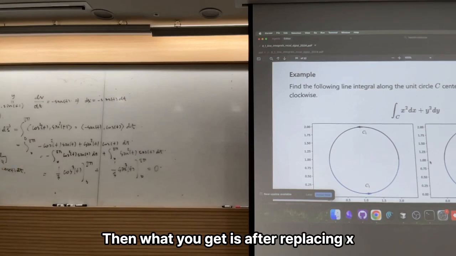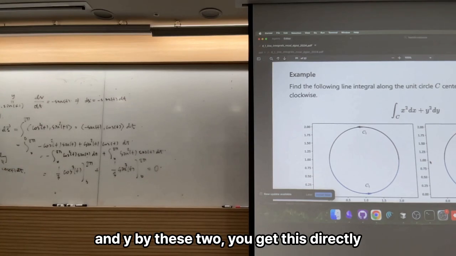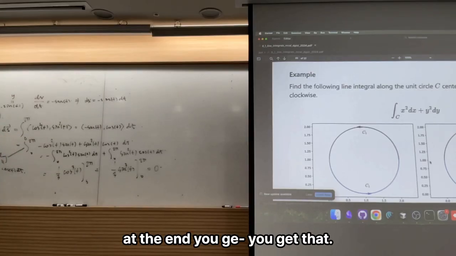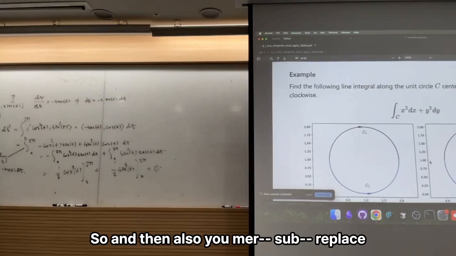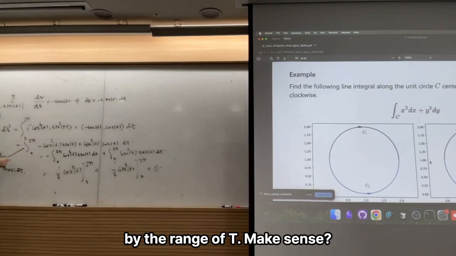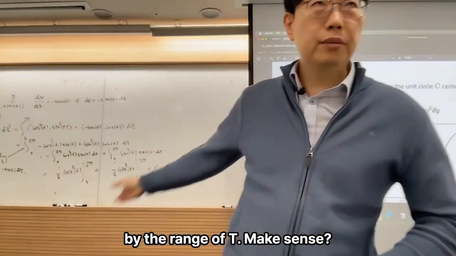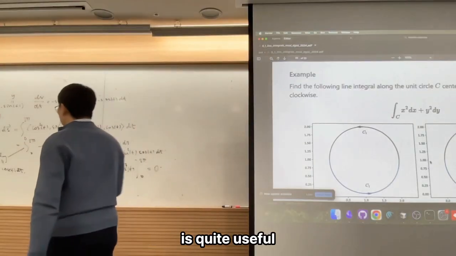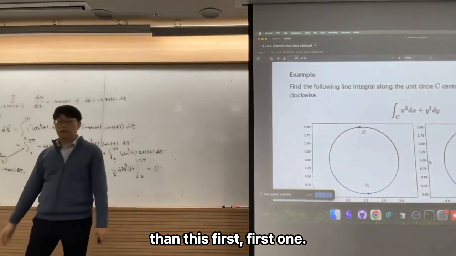Then after replacing x and y by these two, you get this directly from here to here. You can just combine dt at the end. And then you also replace your information about C by the range of t. Make sense? So that's why I think it's useful. The second notation is quite useful compared to this first one.